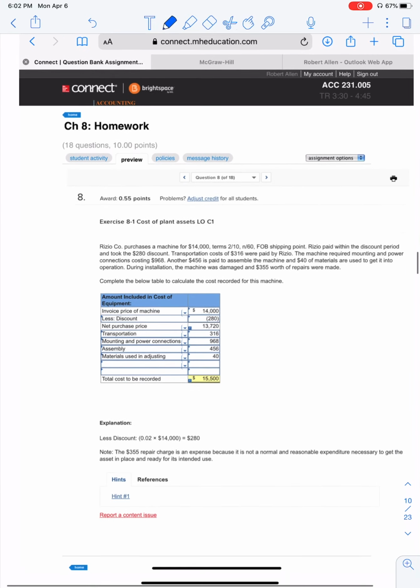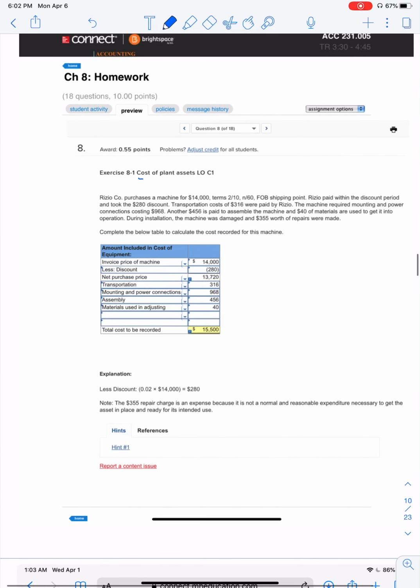For number 8 here, we're looking at the cost of plant assets. It tells us here that Rizzio Company purchases a machine for $14,000. Terms 2/10 net 60, FOB shipping point. Rizzio paid within the discount period and took the $280 discount. Transportation was $316 and was paid by Rizzio, which we already knew, of course, because that is FOB shipping point.